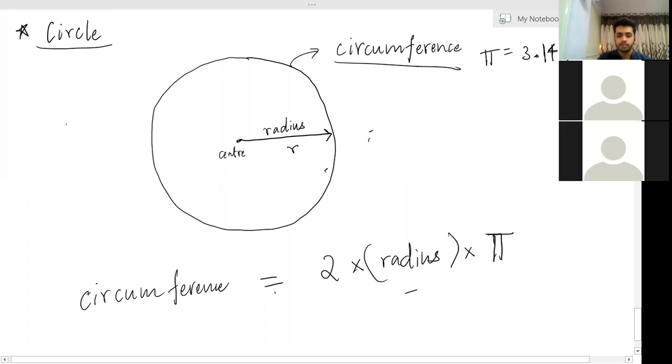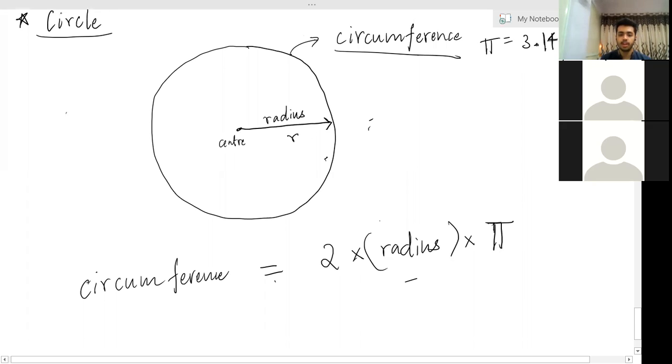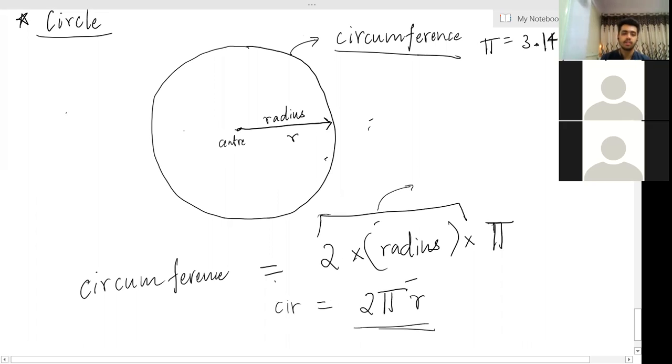So now, 2 times radius into pi, or you can write it as 2 pi r. That is, circumference is equal to 2 pi r. Now can you tell me what is 2 into radius? Diameter. Yes, 2 times the radius, radius plus one more radius, is the diameter. So I can also write the circumference as pi d, or pi into diameter.